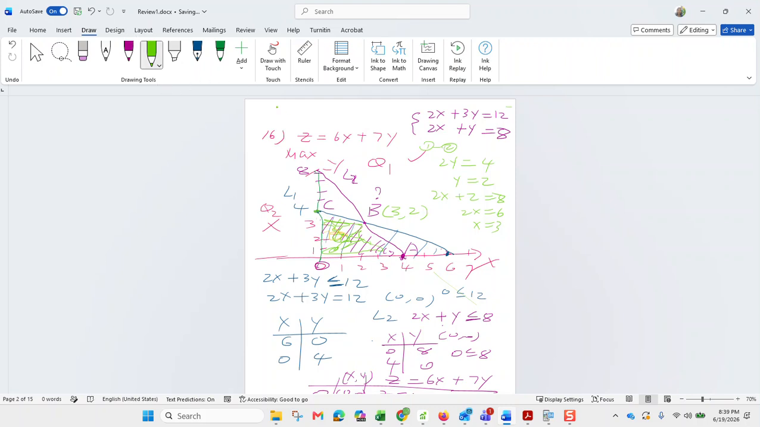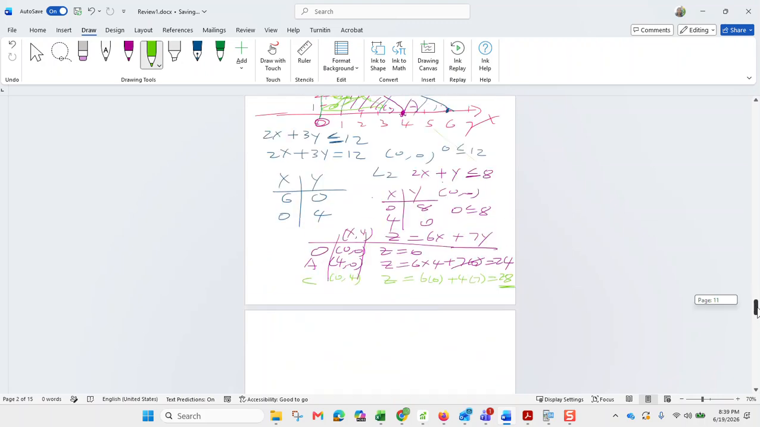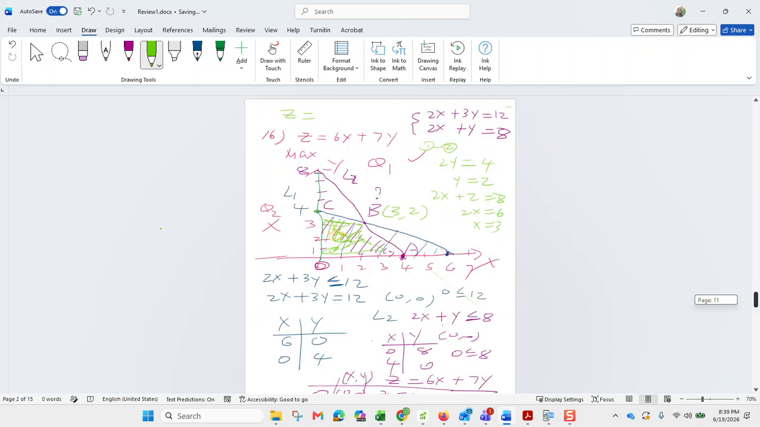And then we're gonna find z for this one. So we're gonna compare this one, point B here. G here is 6 times x, x is 3, plus 7 times y, y is 2, right? So we're going to have 18 plus 14, which is equal to 32. Okay, so 32 is the maximum.